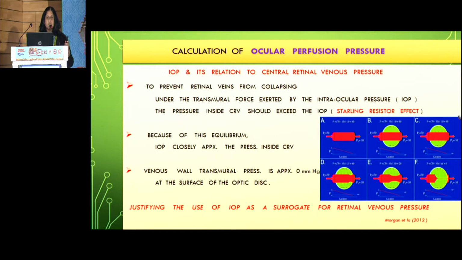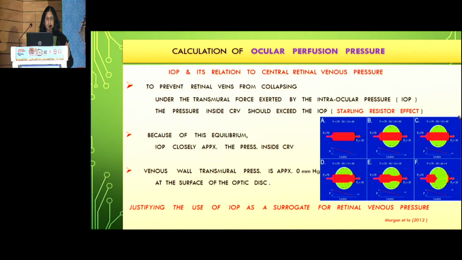Now, to prevent the retinal veins from collapsing under the transmural force which is exerted by the intraocular pressure, the pressure inside the central retinal vein should exceed the intraocular pressure. Because of this equilibrium, the IOP closely approximates the pressure inside the central retinal vein, and venous wall transmural pressure is approximately 0 millimeters of mercury at the surface of the disc, justifying the use of IOP as a surrogate for retinal venous pressure.